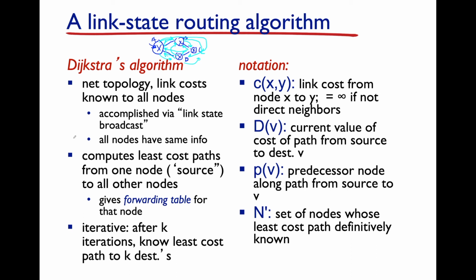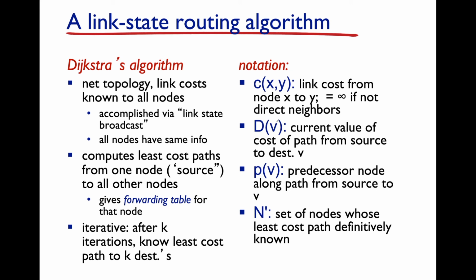And so this is an iterative algorithm, this Dijkstra's algorithm, and after some number of iterations K, it's going to know the least cost path to K of the destination nodes. And so it updates that for each round. The least cost path for another node is going to be known. So it does it minimally, least cost path, one node at a time.